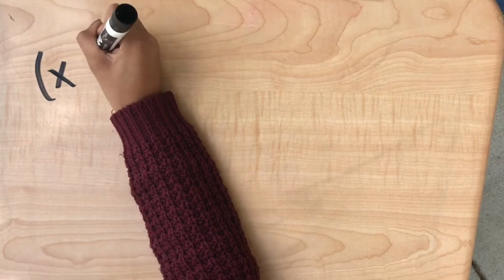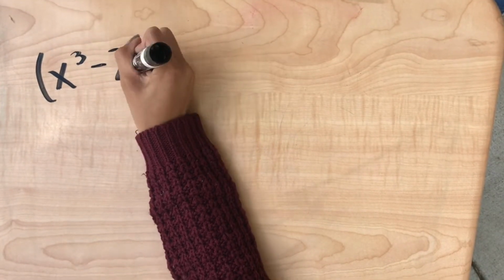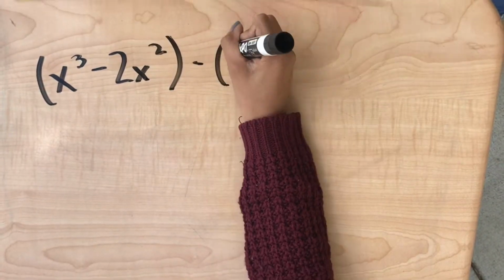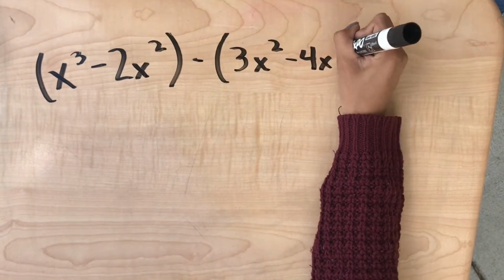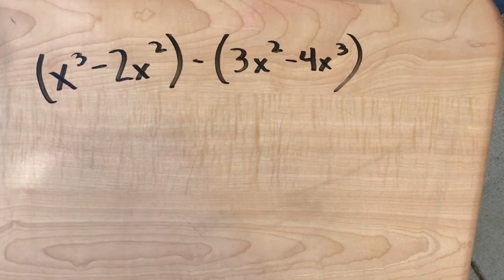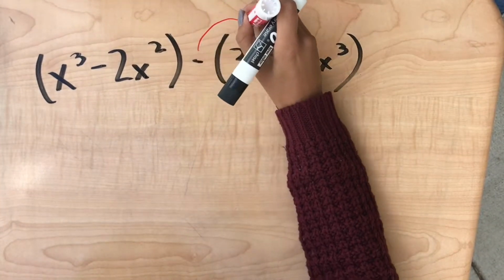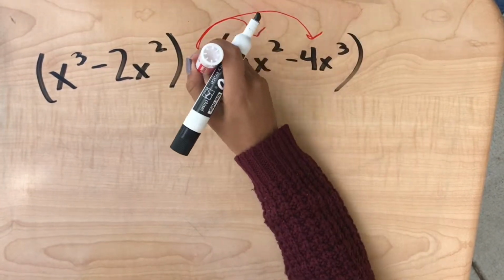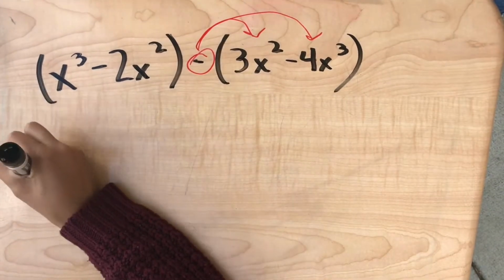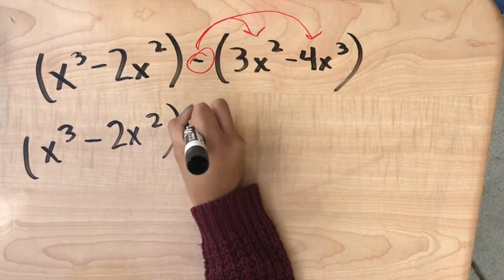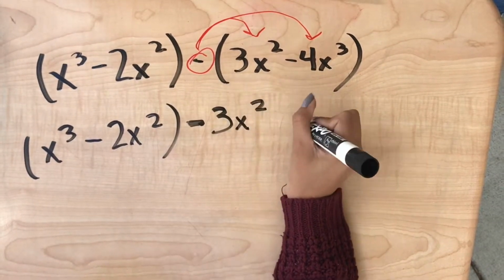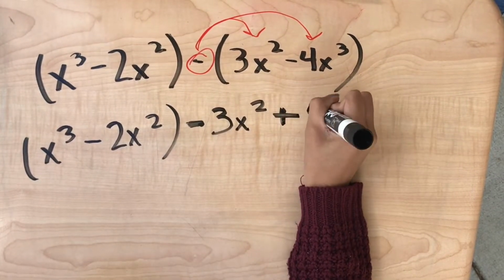So our first problem is x cubed minus 2x squared minus 3x squared minus 4x cubed. So the first thing that we're going to do is distribute the negative to both of our values. The first polynomial stays the same, and we get negative 3x squared plus 4x cubed.